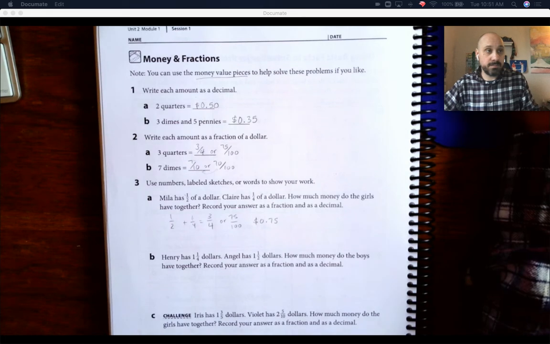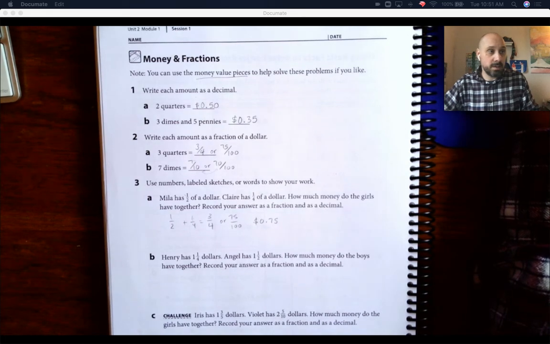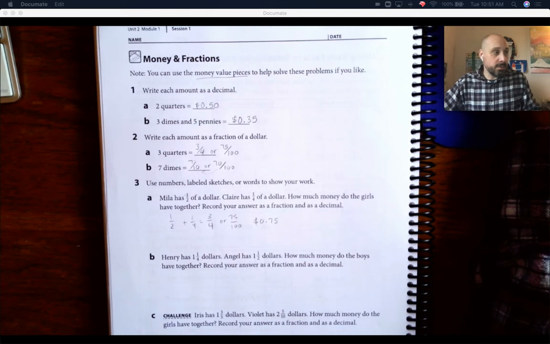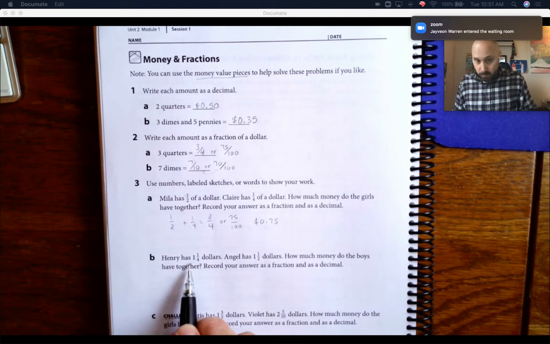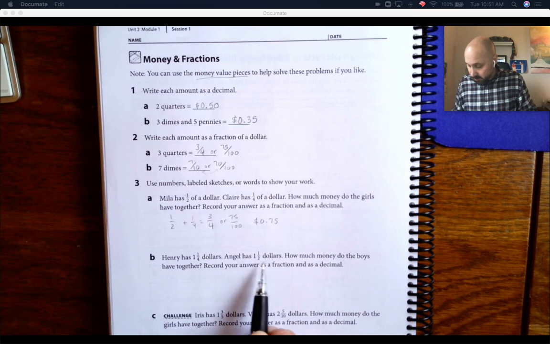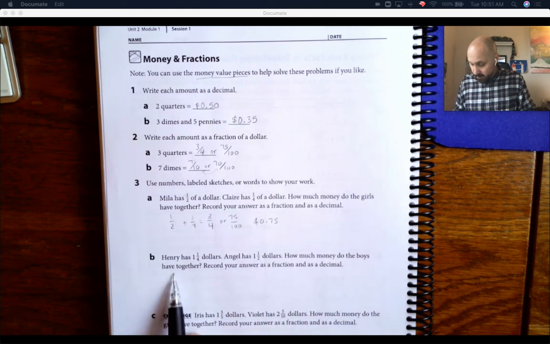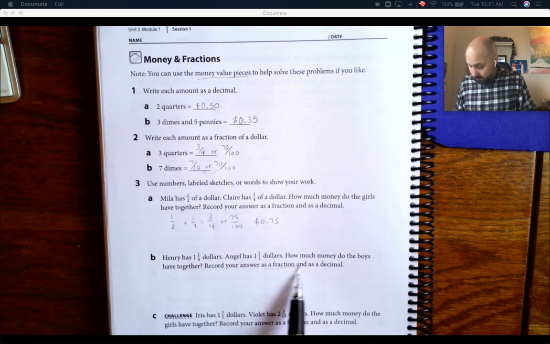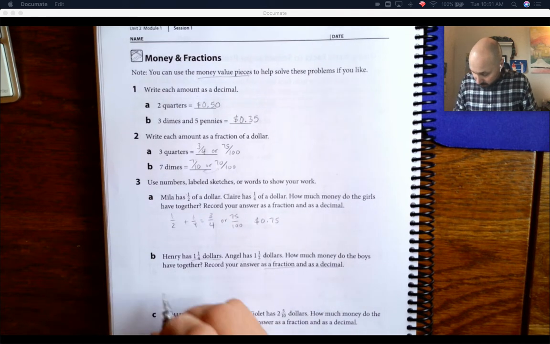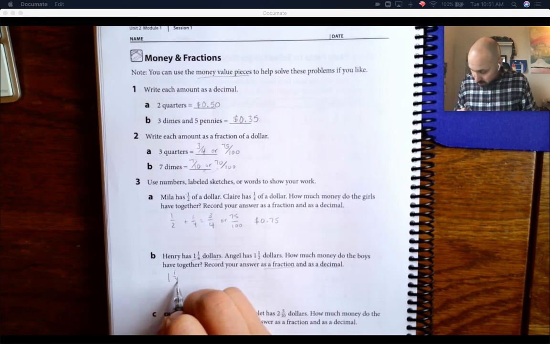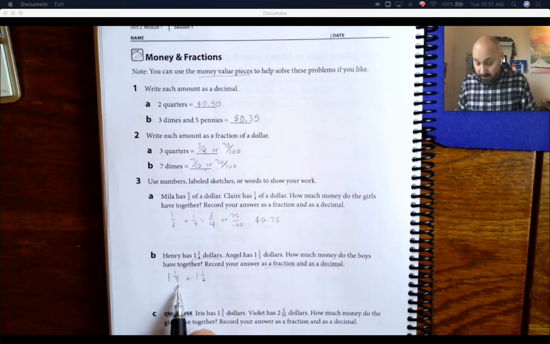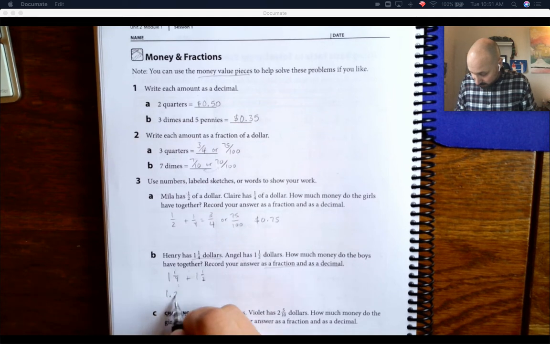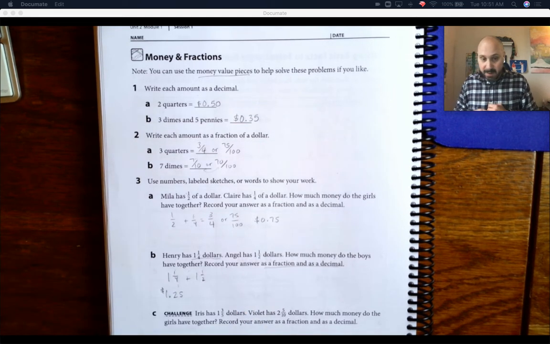Okay, so, all right. Now I am on B. Henry has 1 1/4 dollars. Angel has $1.50. How much money do the boys have together? Record your answers as a fraction and a decimal. So 1 1/4 and 1 1/2. So I remember 1/4 is 25 cents. So if I write that as a decimal, I know that 1 1/4 is $1.25.